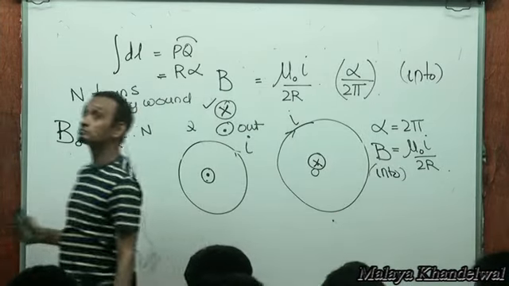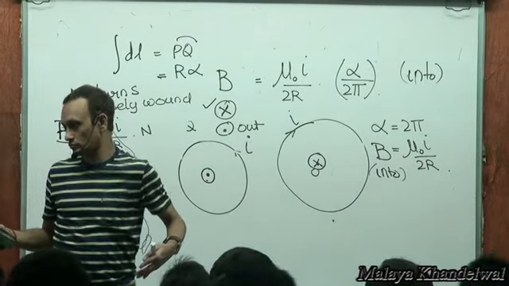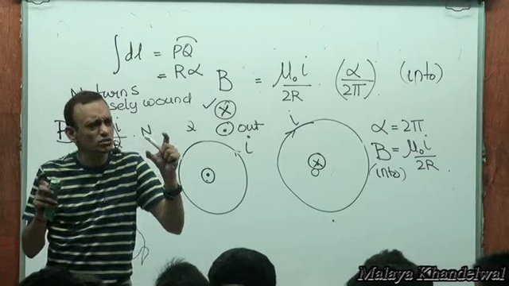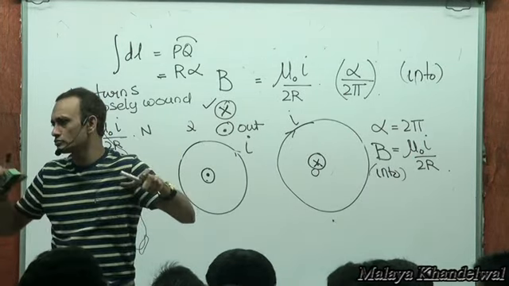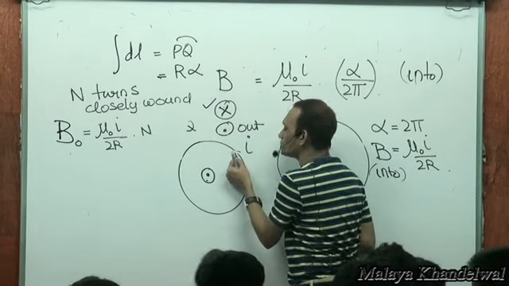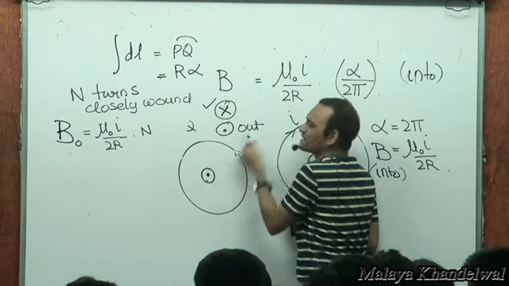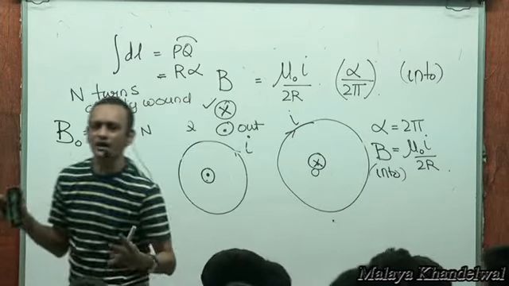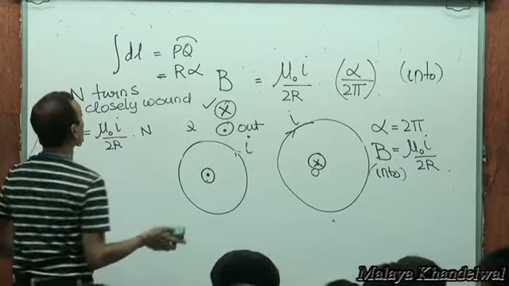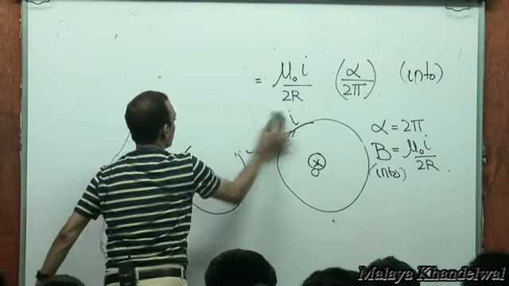Now, suppose these n turns were not closely wound. In the sense, they were closely wound, but the thickness of these n turns becomes finite. In this case, if they are n very closely wound, that means the distance between the closest turn and the farthest turn is so negligible that the radius remains r only. Then mu naught I by 2r is going to work for computing the magnetic field at the center of this loop. However, you could have had a situation as follows.